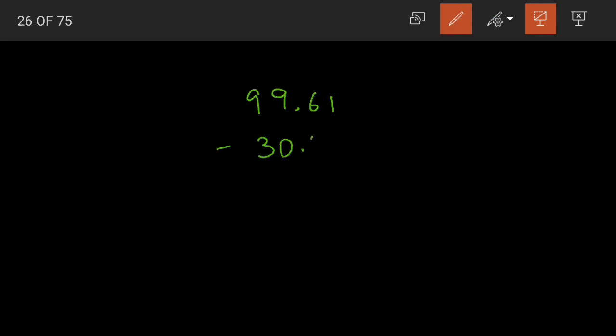99.61 minus 30.3. Again, to make the decimal places equal, what should we do? We should write a 0. Actually the question was 30.3. So to make the decimal places equal, I have placed a 0 to the right side of my decimal part.